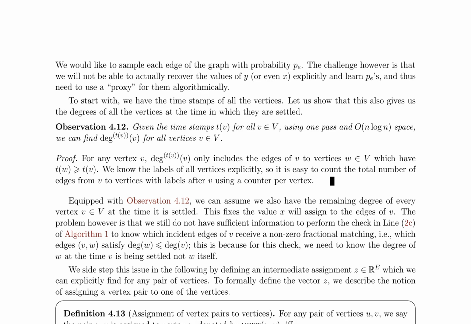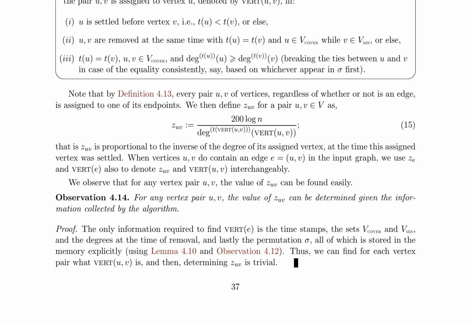This observation allows them to assume they have the remaining degree of every vertex v at the time it is settled, fixing the value x will assign to the edges of v. However, they still lack sufficient information to perform the check in line 2c of algorithm 1 to know which incident edges of v receive a non-zero fractional matching.